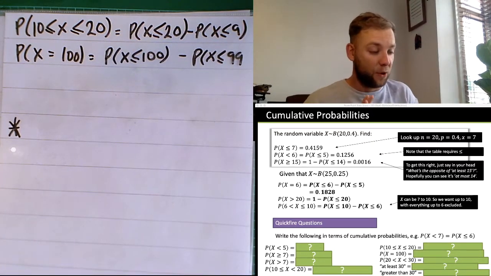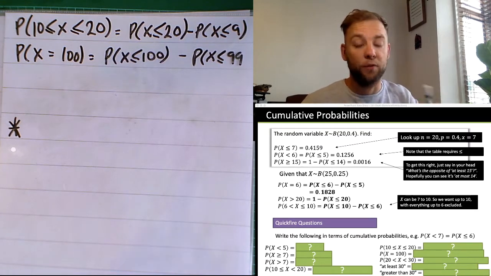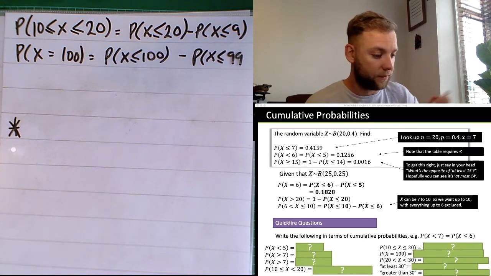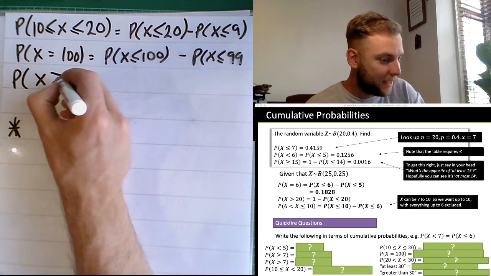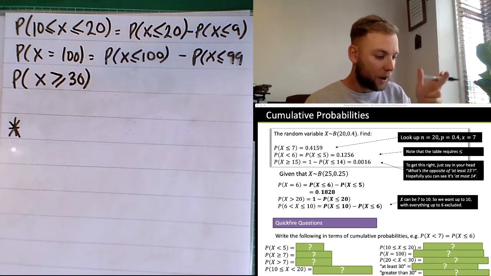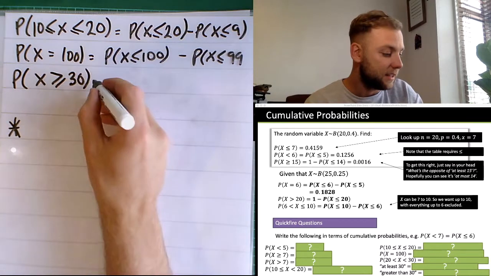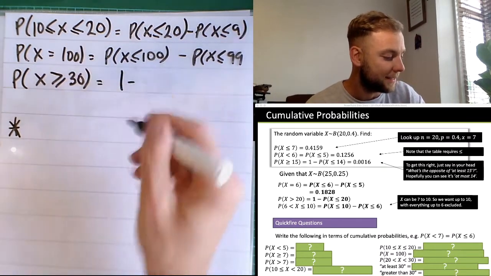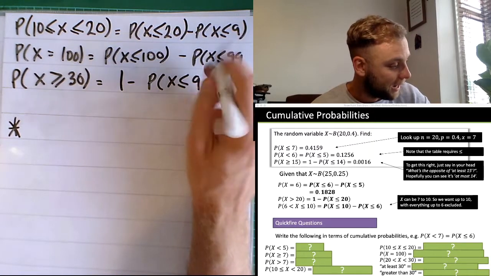So at least 30 is looking at everything which is 30 and above. So it's worth writing this as an inequality first. So it's the probability that x is greater than or equal to 30. Now, we know that if I want greater than or equal to 30, our calculator already gives us everything which is less than. So this is going to be the same as saying 1 minus everything which is below 29.